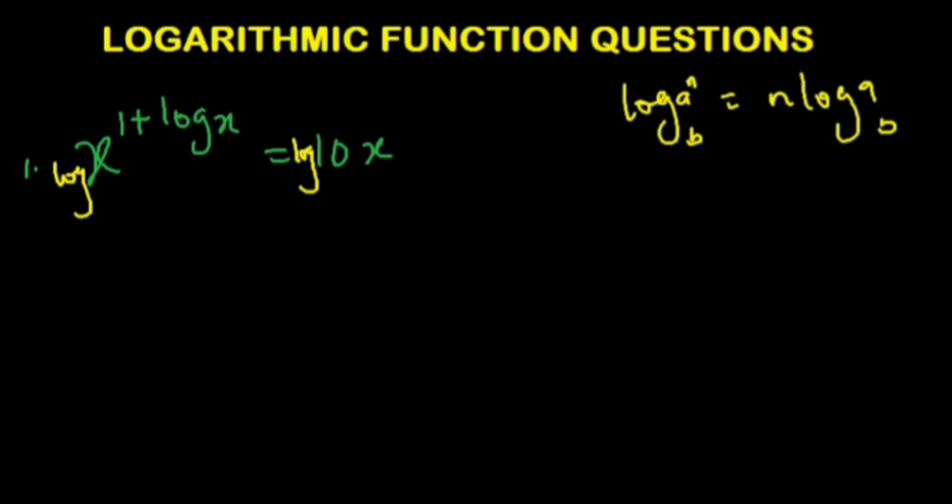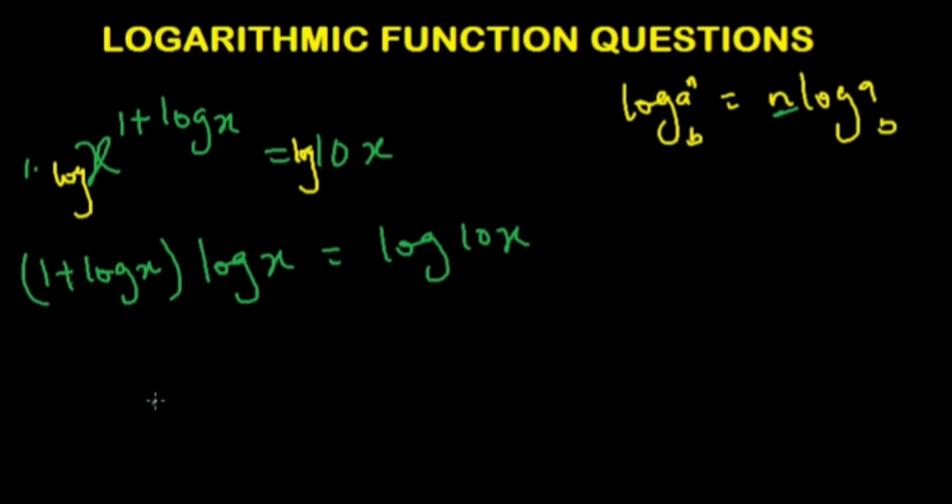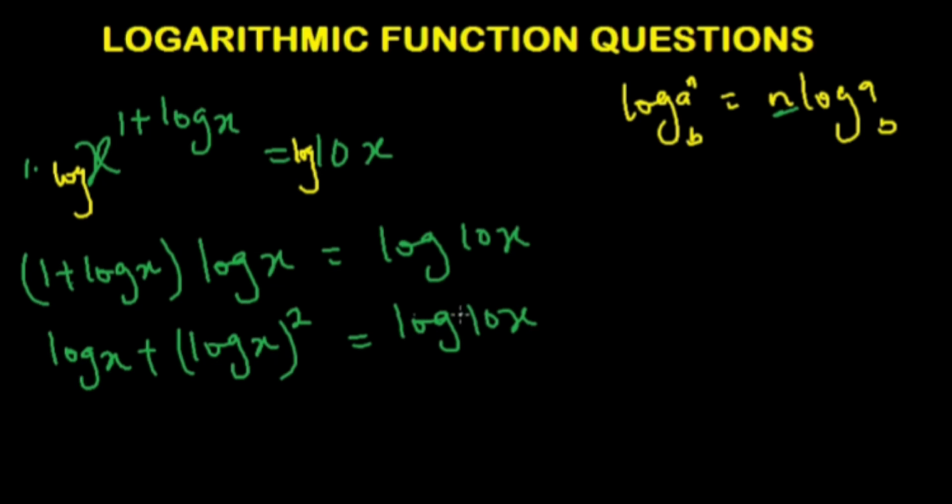So I will write 1 plus log x dropping to the other side, just the way this n dropped, then log x is equal to log 10x. That's very, very simple and fair. So we can open the bracket here. We have log x plus log x squared, which is equal to log 10x. I can actually collect like terms. I can say that this is log x squared is equal to log 10x minus log x.